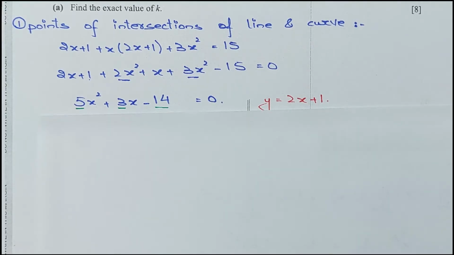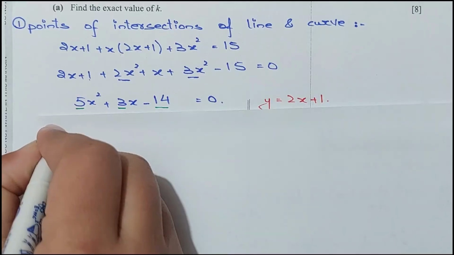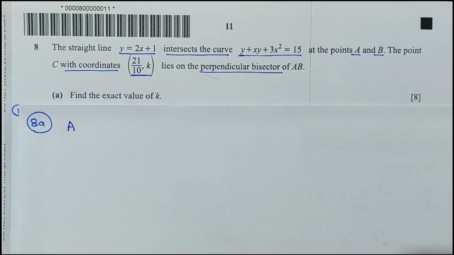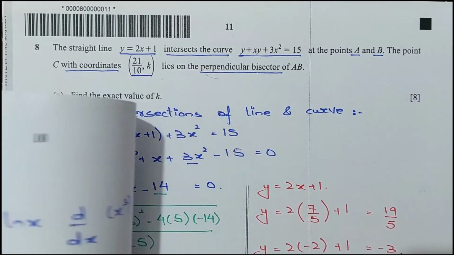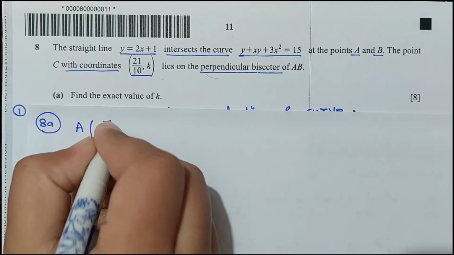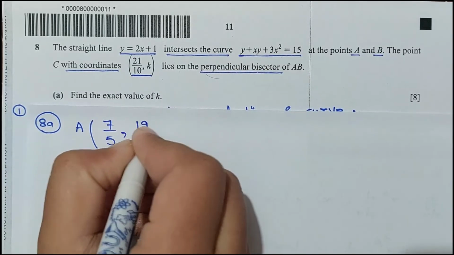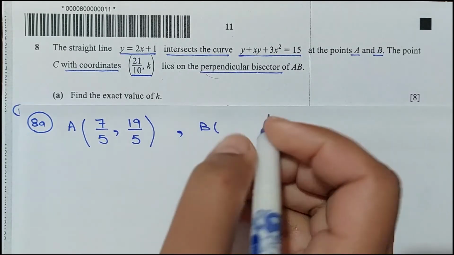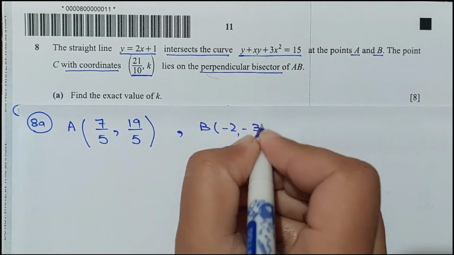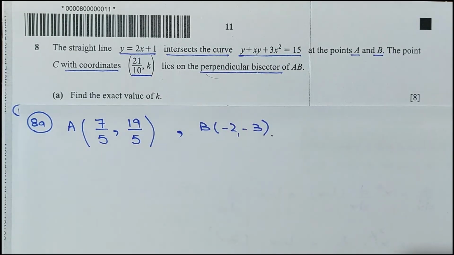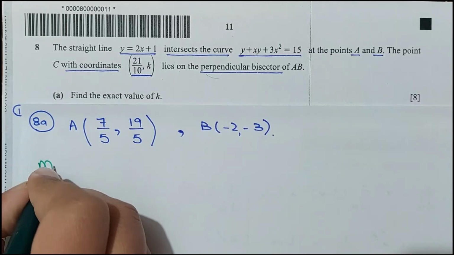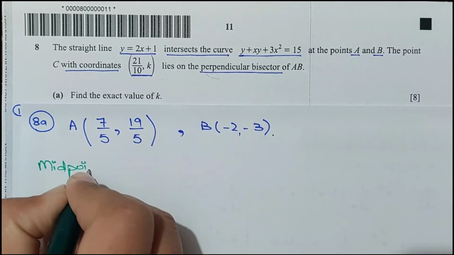Let me do the remaining work on a separate sheet. Question 8A. Let me rewrite the coordinates of A and B, which are 7 by 5 and 19 by 5, and the B coordinates are -2, -3. So these are the coordinates of A and B. We have to find the perpendicular bisector of AB. So first we need the midpoint of AB and the slope of AB. So the midpoint of AB.